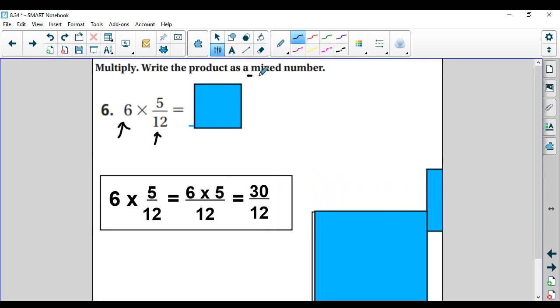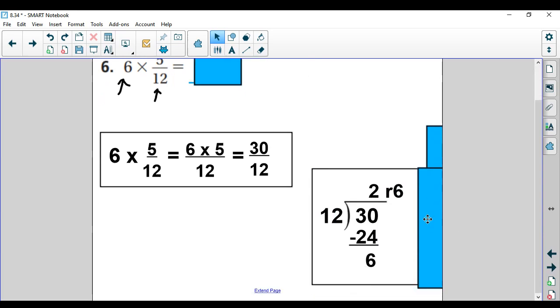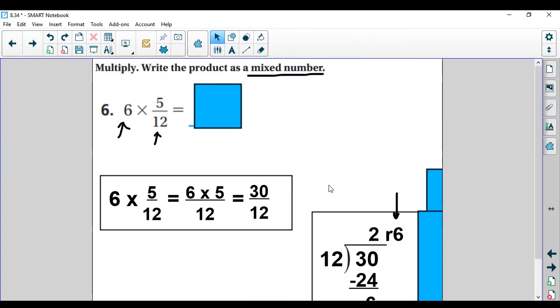But because the directions ask you to do it as a mixed number, you can't leave it that way. So what we're going to do is use division to convert a fraction greater than 1 back into a mixed number. It's going to be 30 over 12, which is 30 divided by 12, and when you do the standard DMSB, you will get 2 remainder 6. 2 becomes the whole number, 6 becomes the new numerator, you keep the same denominator, and 6 times 5/12 will give you 2 and 6/12.